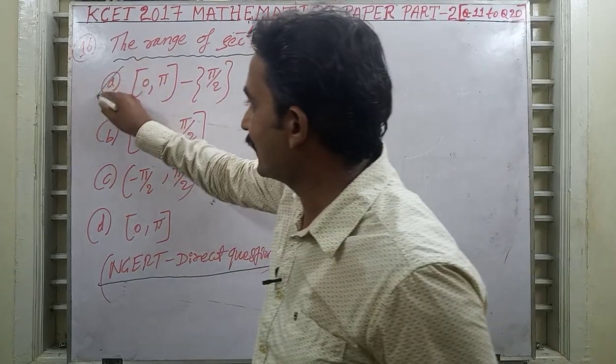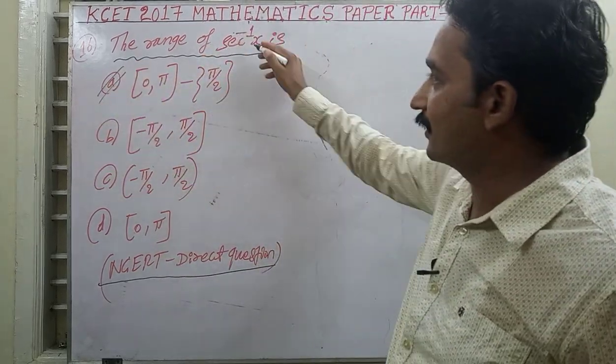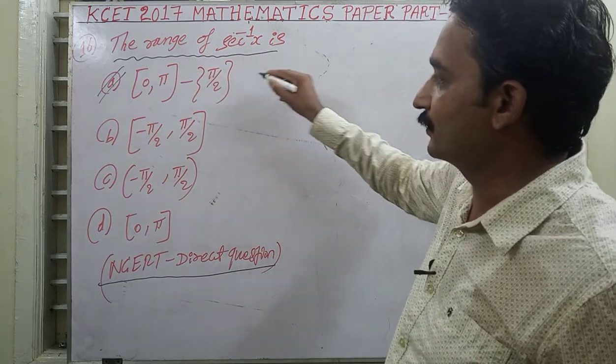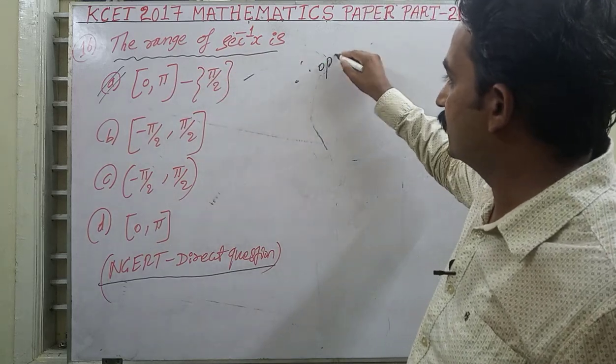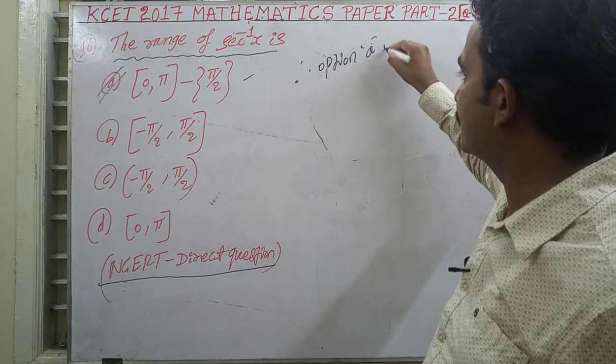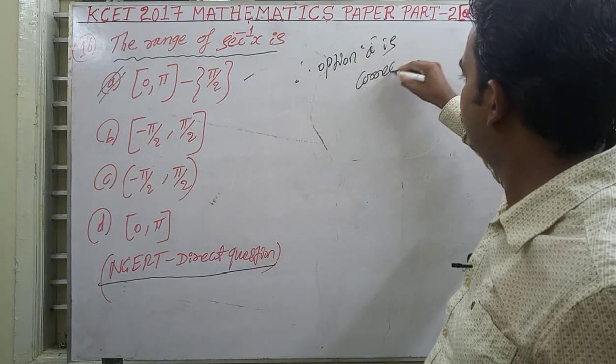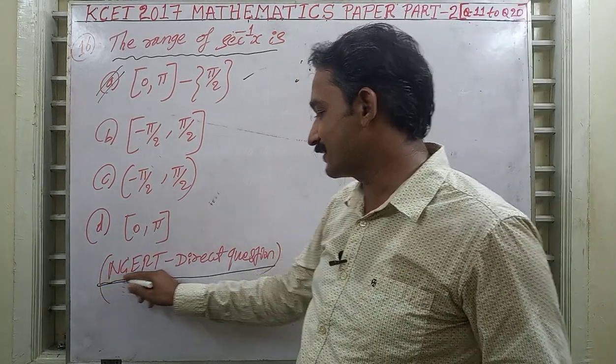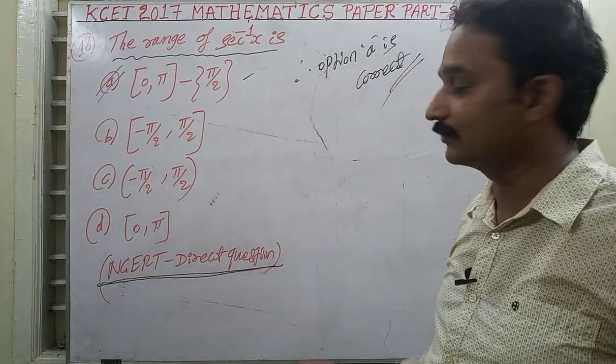So option A is the correct answer. Direct question, the range of this function is the closed interval 0 to pi, minus pi by 2. So therefore option A is correct. All the students solve this question easily because this is an NCERT direct question. Take note.